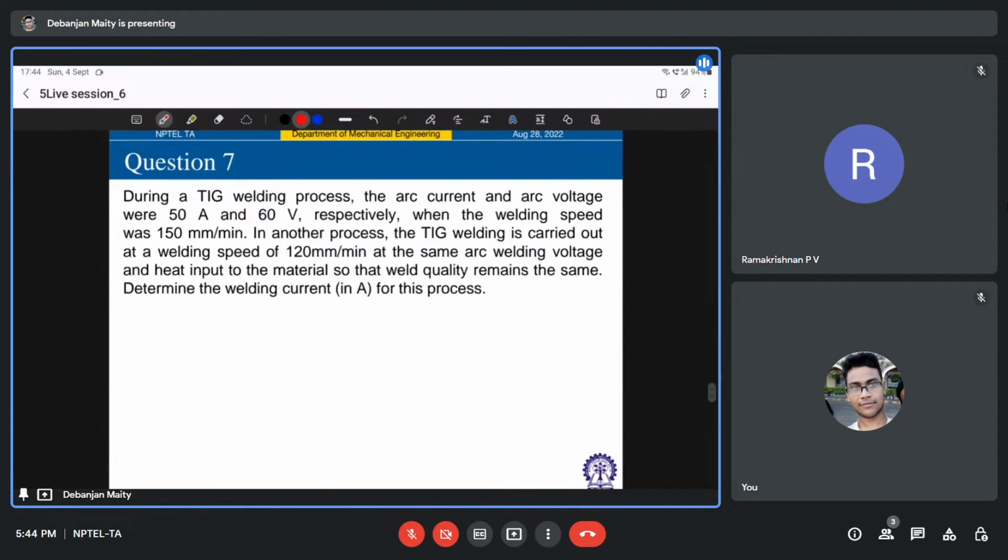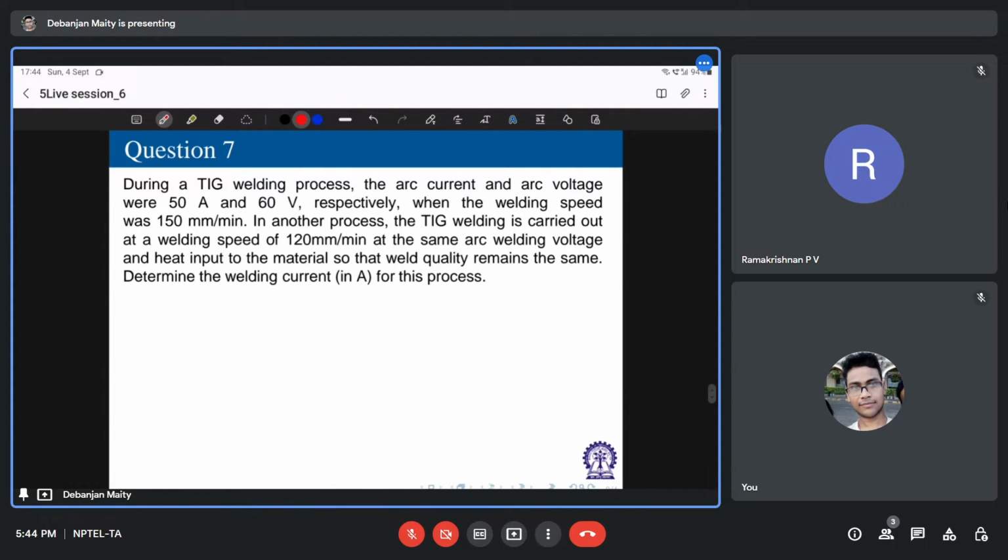Now let's move to the next question. This question is again from welding operation, of course. This says that during a TIG welding process, arc current and arc voltage are given as 50 ampere and 60 volt respectively. And it says that the welding speed was 150 per minute.